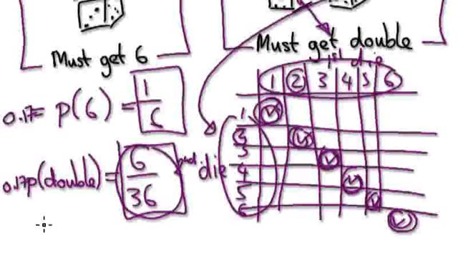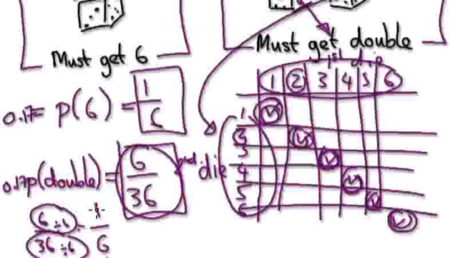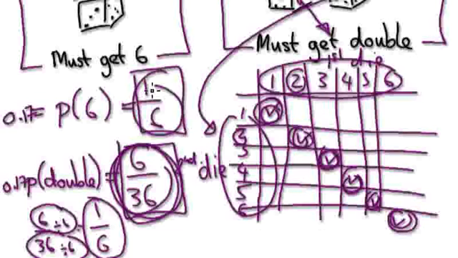Remember, when you have a fraction, you can divide top and bottom by the same thing. You could divide top and bottom by 6. So 6 divided by 6 is 1, and 36 divided by 6 is 6. What I'm trying to say is this is the same as this.